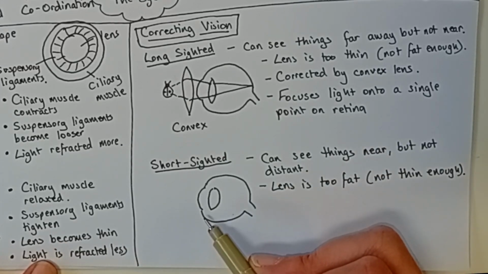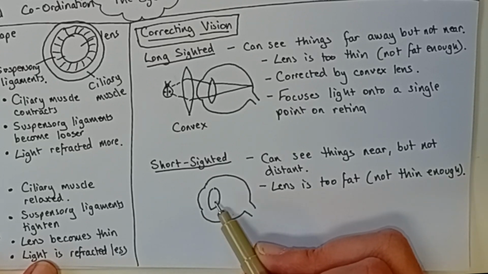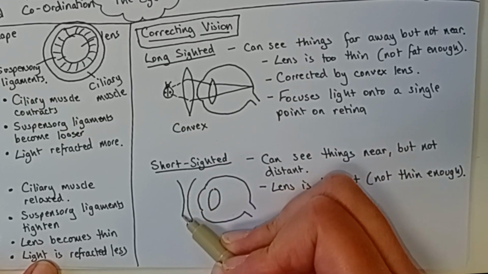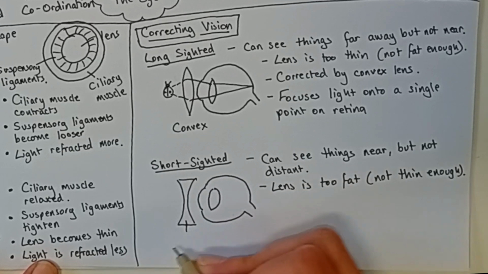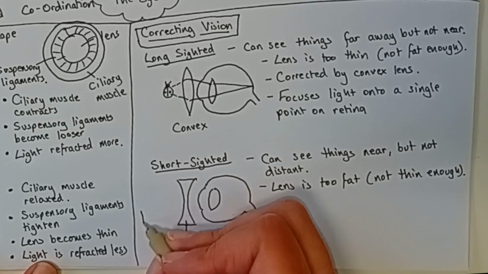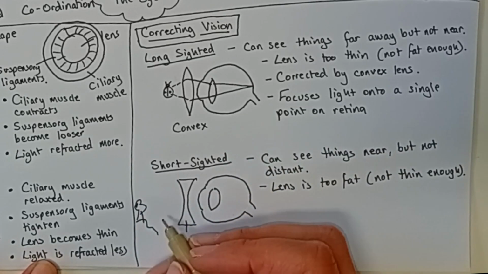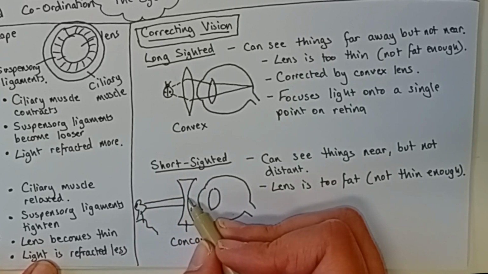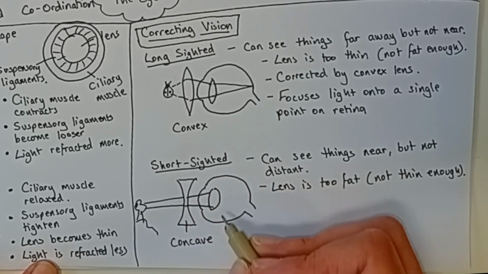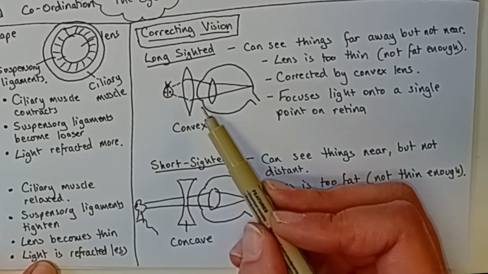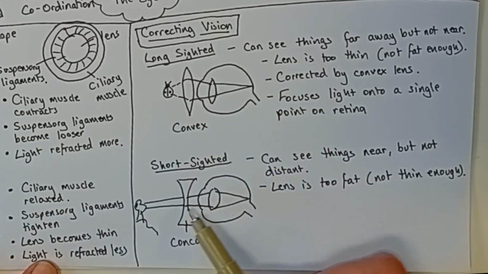So that means that the light is refracted too much because the lens is too fat. So we need it to refract less. So this time we correct it with a concave lens. So here we've got our tree again on our hill. And this time the light is coming in too narrow and we need to bend it outwards so it can go back in again. Okay, so this one converges the light and this one diverges the light. It spreads it out.